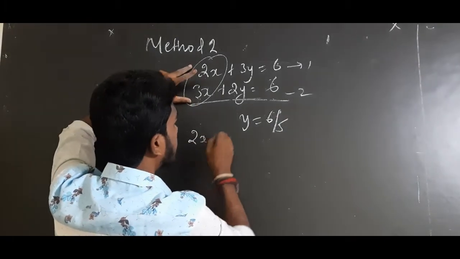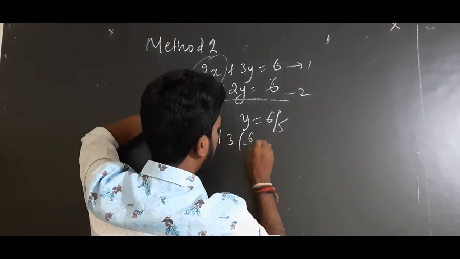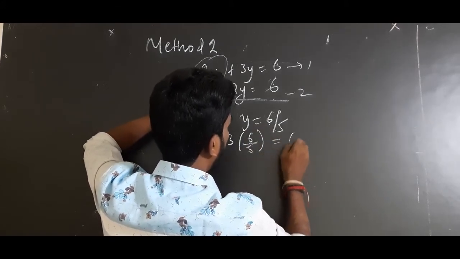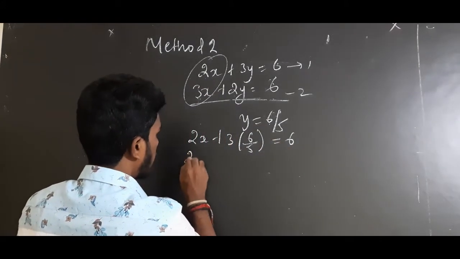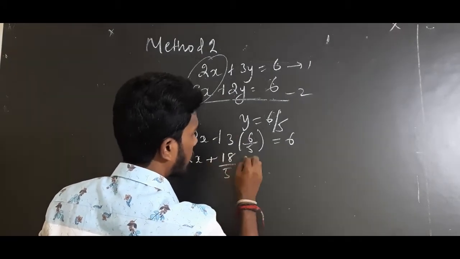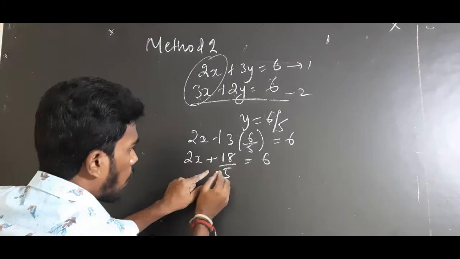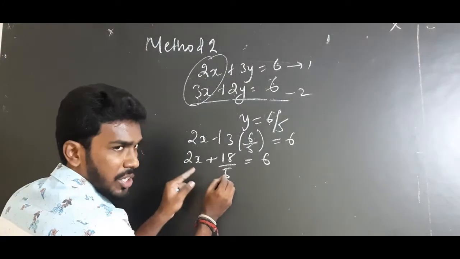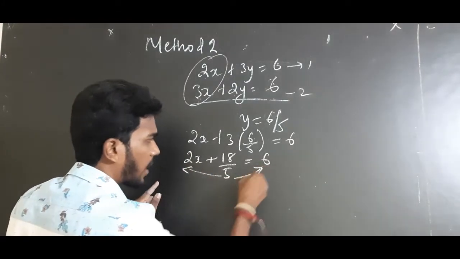So 2x plus 3 times the y value, 6 by 5, is equal to 6. So now I get 2x plus 3 into 6 is 18 divided by 5, that is equal to 6. So what we have to do, if you have a fraction in between, is cross multiply by this 5 on both sides.